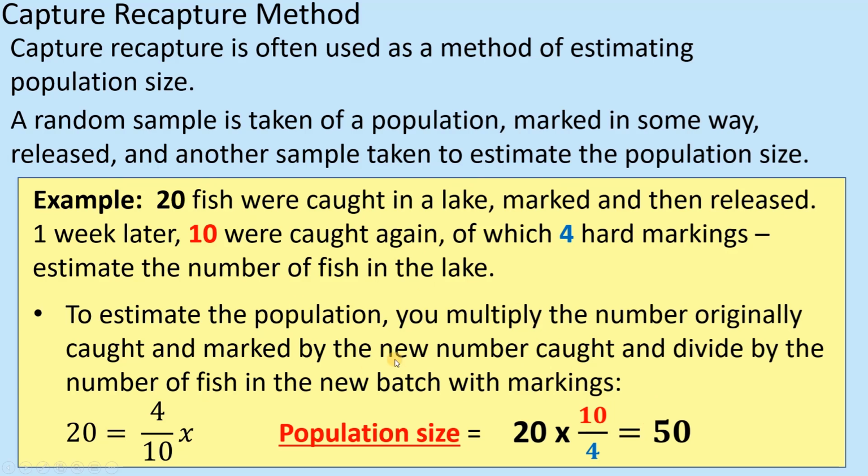So that is a way of working it out, and you might want to keep coming back and looking at that idea. So 20 times 10 over 4 is going to give you 50. There are some questions online for you to practice, but it is the idea of thinking about the sample size that you have got back compared to what you sent out there.